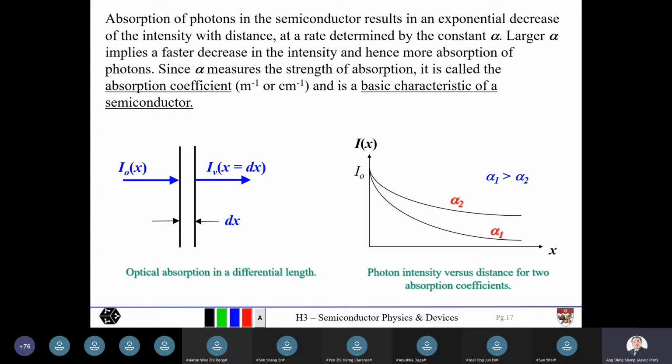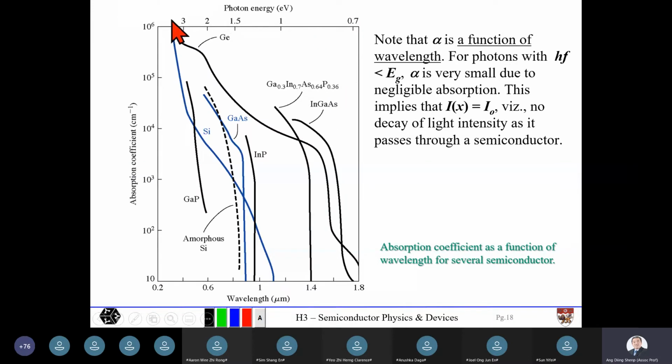It's a measure of how strongly the light is absorbed by the semiconductor, and is a basic property of a semiconductor. Different semiconductors have different alpha values. So the next graph that you see here gives you the values of alpha for common semiconductors such as silicon, germanium, gallium arsenide, as well as other III-V compound semiconductors.